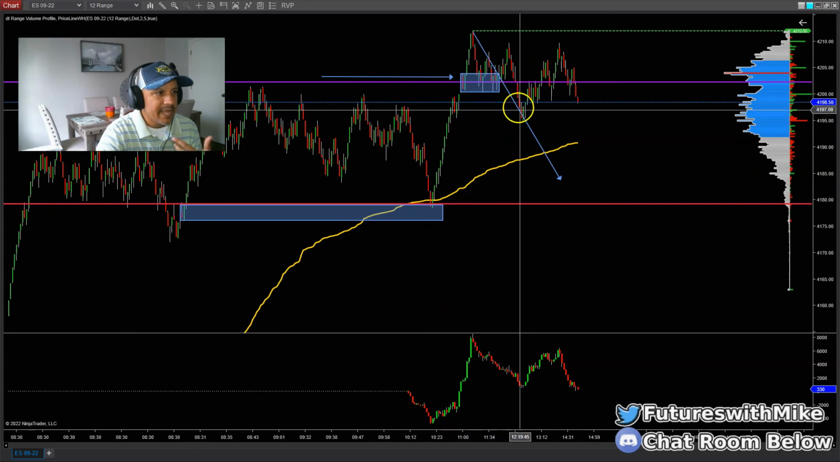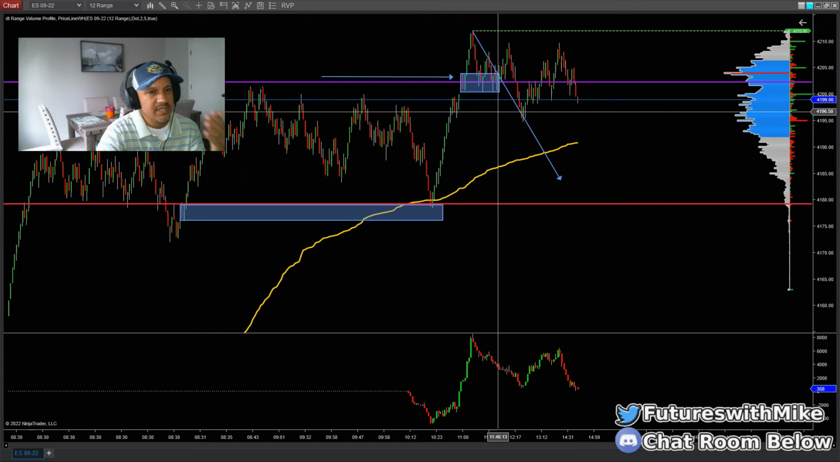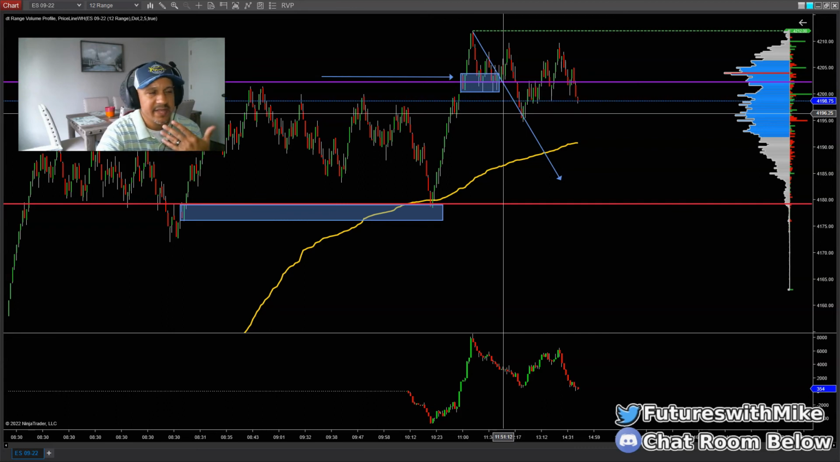So any pullback even to an area of demand on the 12 range, already knowing the 60 range is telling me I need to go long, the 12 range is telling me I need to go long. So if I can even get a pullback to an area of demand on the 12, I scale down to my lower time frame, my 4 range, to see if I can get some rejection.